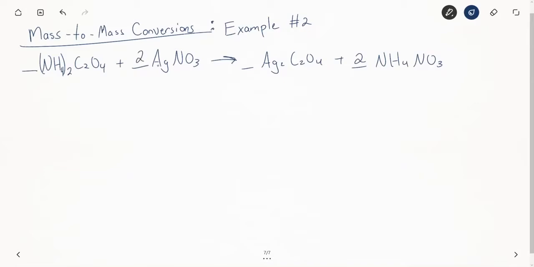That means 2 silver. We've already got 2 silver. There's only 1 oxalate, 1 oxalate. So the balanced reaction here is 1, 2, 1, 2.